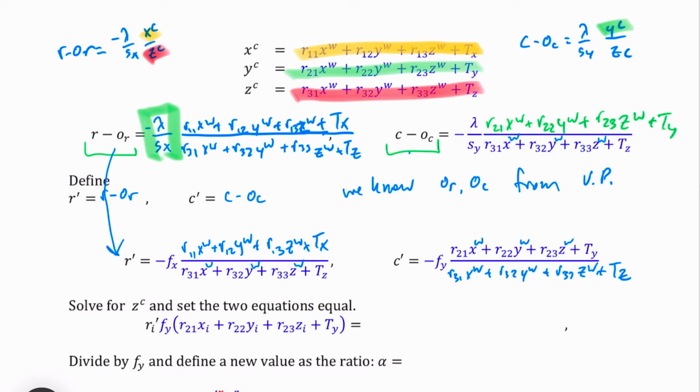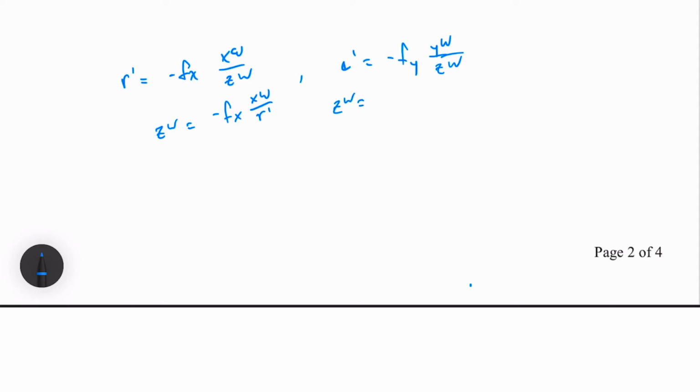Whew! So now we can solve for our zc. Remember, this bottom here is the same on each one of them, and we set those two equations equal. R prime is equal to negative fx times x world over z world, and we've got that c prime is equal to negative fy y world over z world. So let's solve for these z worlds. Z world is equal to negative fx x world divided by r prime. Z world is equal to negative fy y world over c prime. We can set these two things equal.